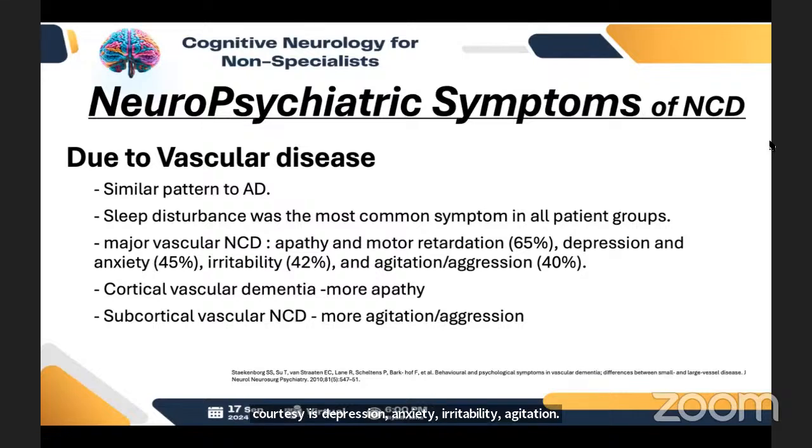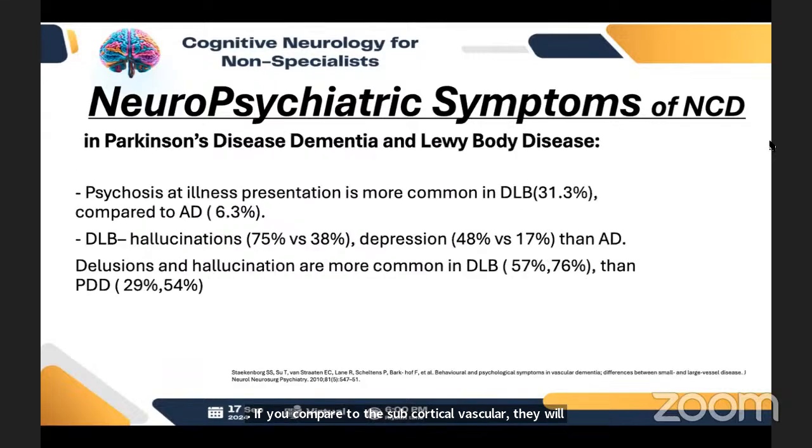Cortical vascular dementia will have more apathy if you compare it to the subcortical vascular. They will have more agitation or aggression. In Parkinson's disease or Lewy body disorder, you will have more of the psychotic symptoms, delusions, and hallucinations at the illness presentation, which is somehow early in the disease, and sometimes even before the full diagnosis of the Lewy body dementia or dementia of the Lewy body disorder.